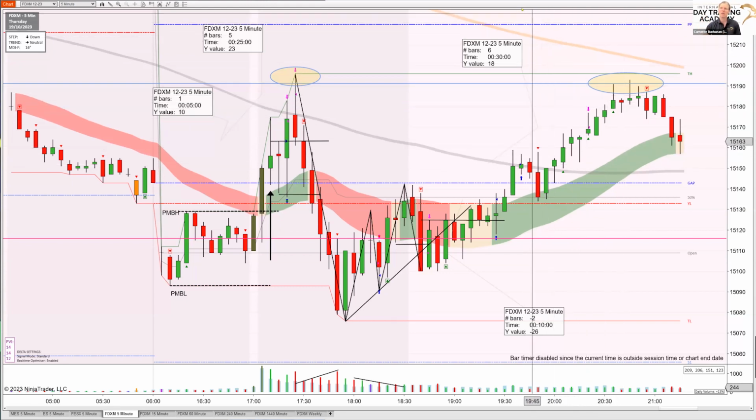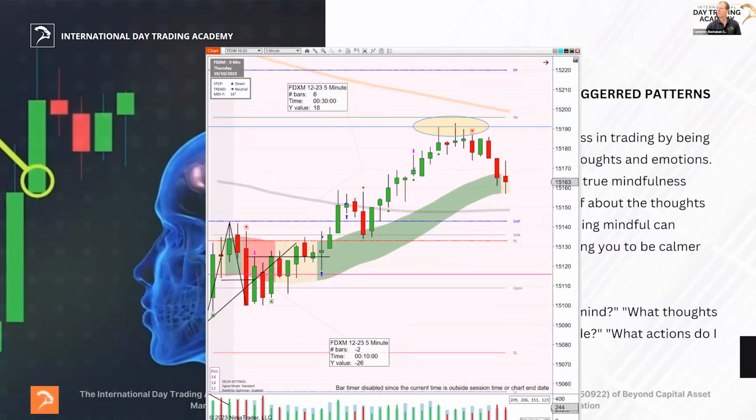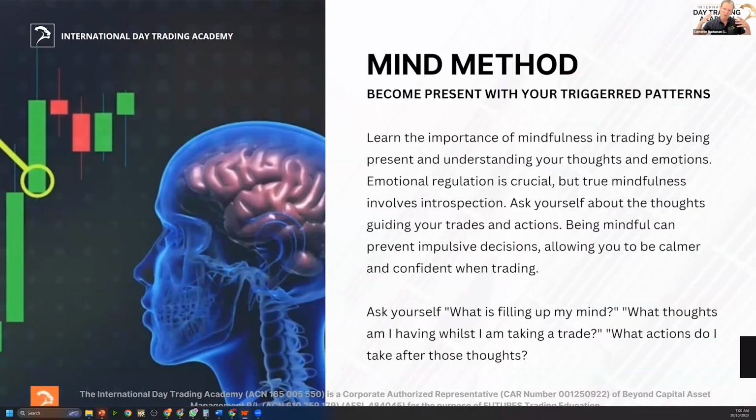So that's not just trading using technical analysis. That's mindset being involved in the whole trading process. It's like knowing when you're wrong, taking the stop loss, ripping the band-aid off, and then going, right, okay, I'm wrong.